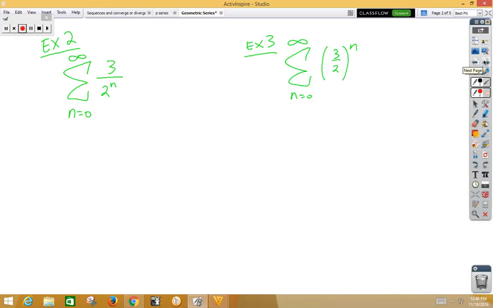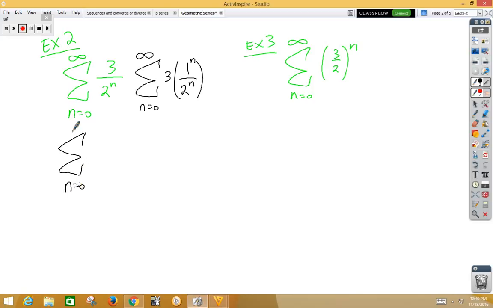In example 2, we've learned that if we don't like this 3, we can think of it by pulling it out a little bit. So we could rewrite this as n is 0 to infinity, 3. Well, now we've got the same situation as we had before. We have 1 over 2 to the n. We can put our own n, rewrite this series as n is 0 to infinity, 3 times 1/2 to the n. Well, now once again, r is 1/2, so this series converges because 1/2 is less than 1.